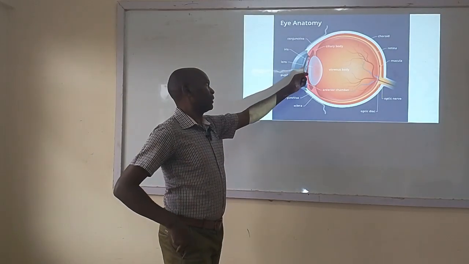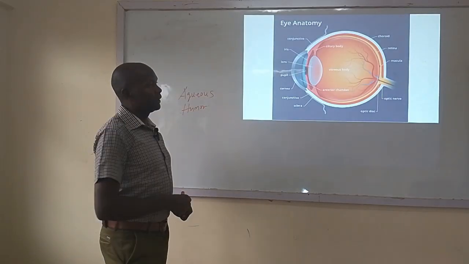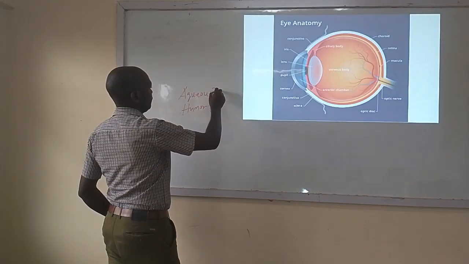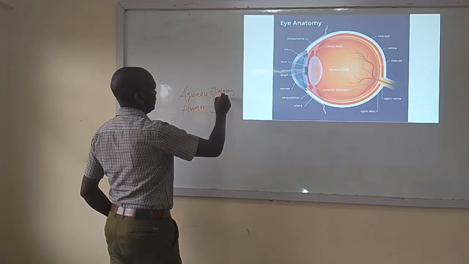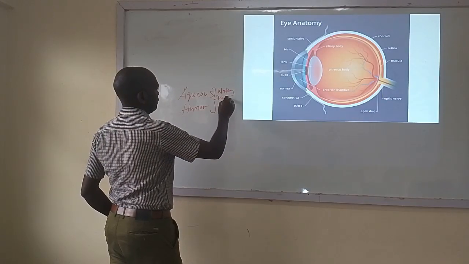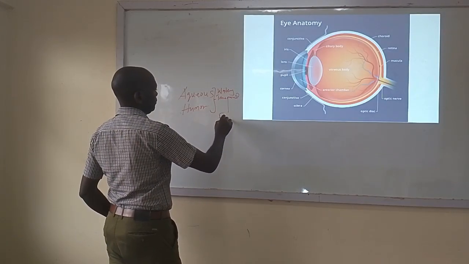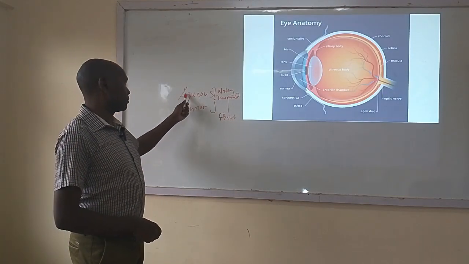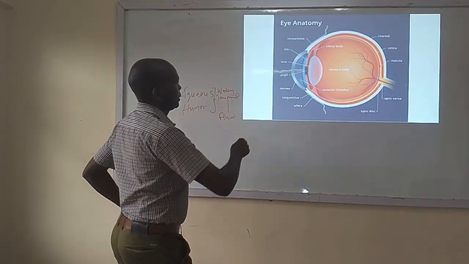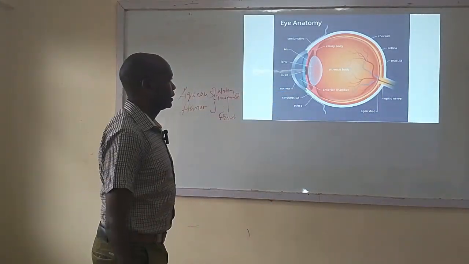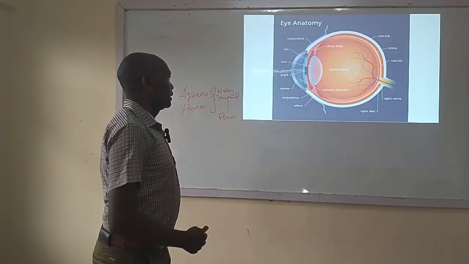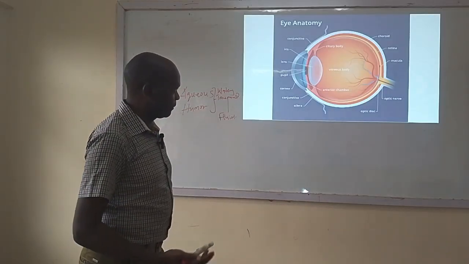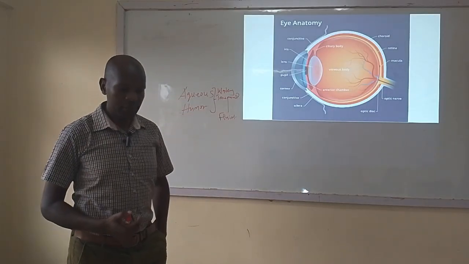In the anterior chamber of the eye, there is a watery, transparent fluid. So this watery, transparent fluid is what we call the aqueous humor. It's produced somewhere there in the posterior chamber of the eye. And this aqueous humor has several functions and benefits to the eye. Some of them include nutritional purposes.